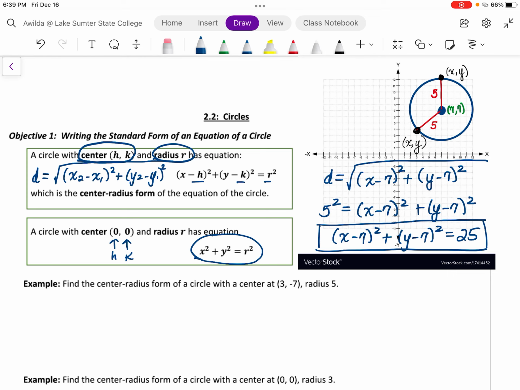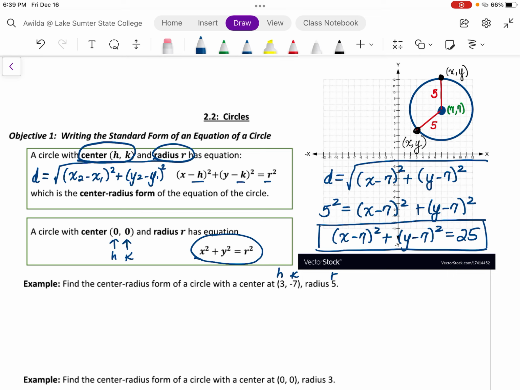Let's take a look at another example. We're asked to find the center-radius form of the equation of a circle, where the center is at (3, -7) and the radius is equal to 5. So in this case, h is equal to 3, k is equal to -7, and r is equal to 5.